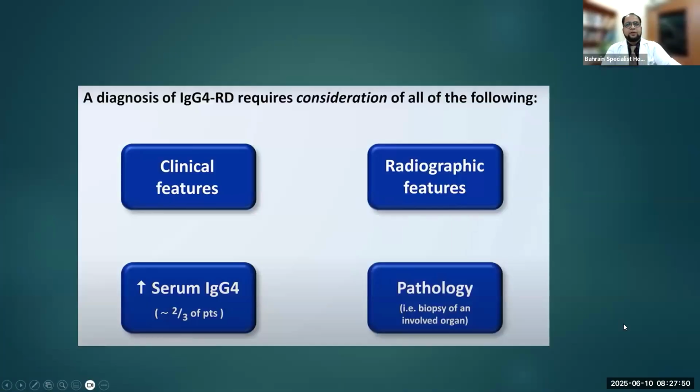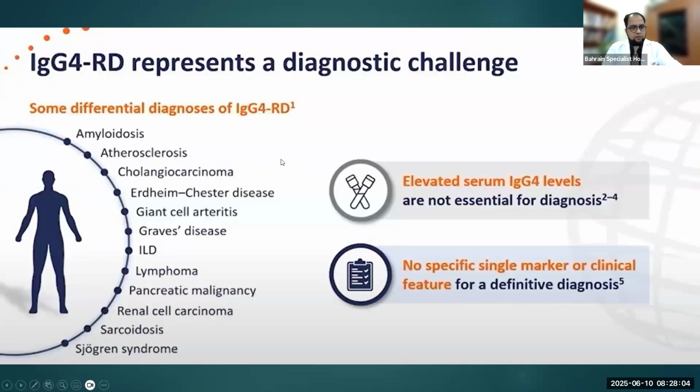So the diagnosis of IgG4 related disease requires a multi-systemic approach. There has to be a strong multidisciplinary team to diagnose the clinical features and correlate with the radiological, serological, and pathological features. So the diagnosis of IgG4 is very challenging because there are differential diagnoses to be considered when there is elevated serum IgG4.